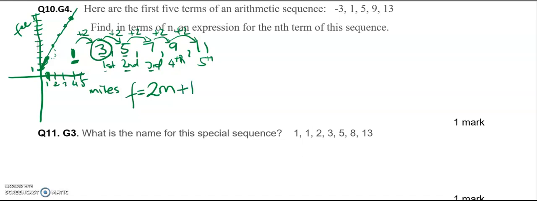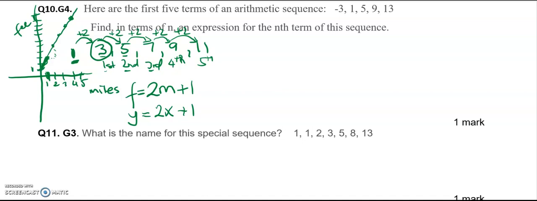That's what we also call the y-intercept. You can also write the same thing as y, because the fee is shown on the y-axis, is equal to 2x, because the miles are on the x-axis, plus 1. So this has the form of mx plus c, if you've come across it before.